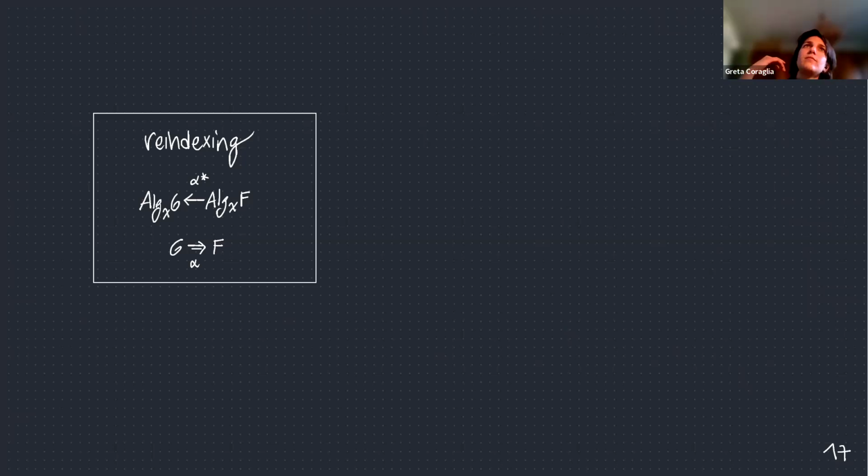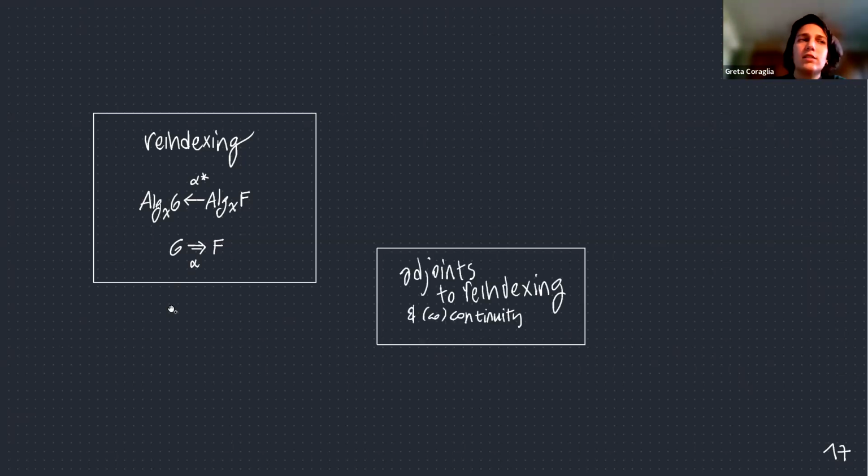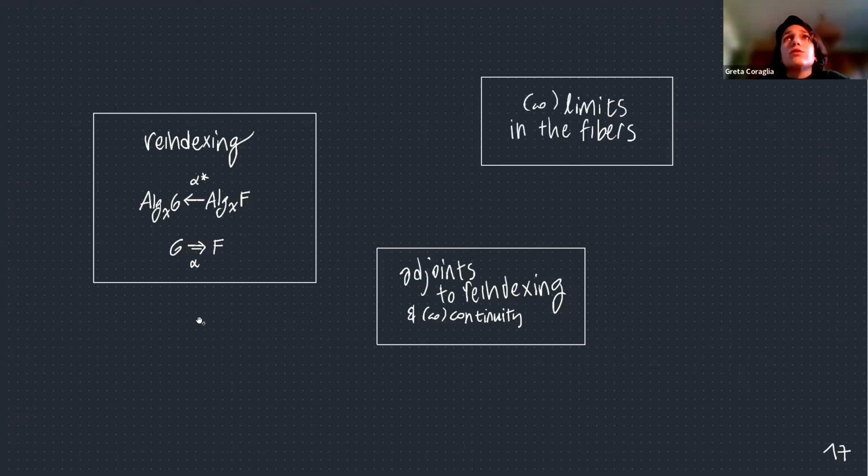So, of course, when one deals with Grothendieck fibrations, the main character is the reindexing functor, right? The thing that allows me to go from algebras for F to algebras for G. And when one works with fibrations and looks at reindexing, some of the questions actually involve asking whether there are adjoints to this reindexing. These have a very nice logical interpretation, but they're also quite interesting in themselves. In particular, they're interesting when one tries to look at limits or colimits in the fibers.